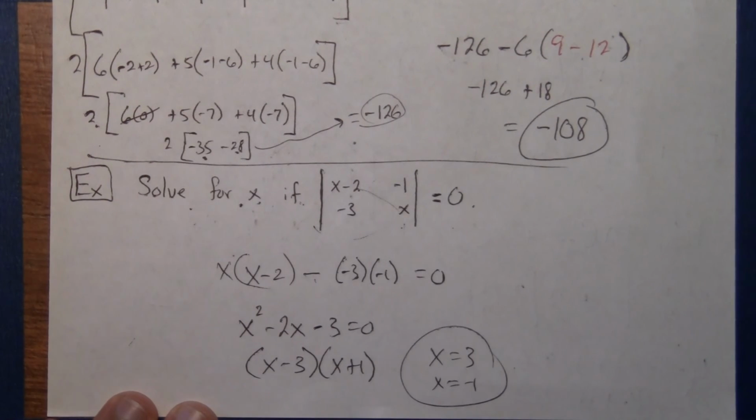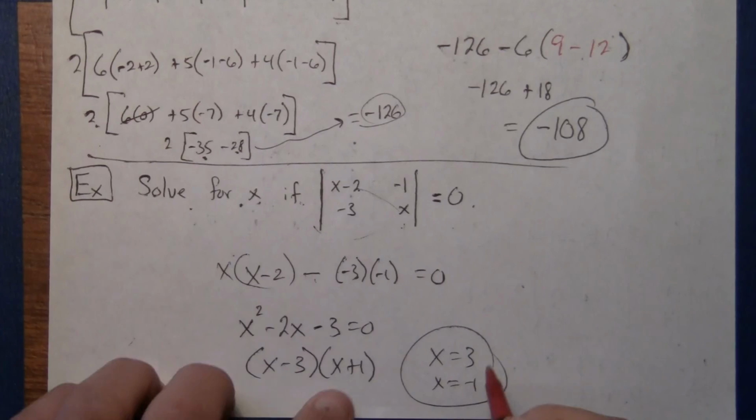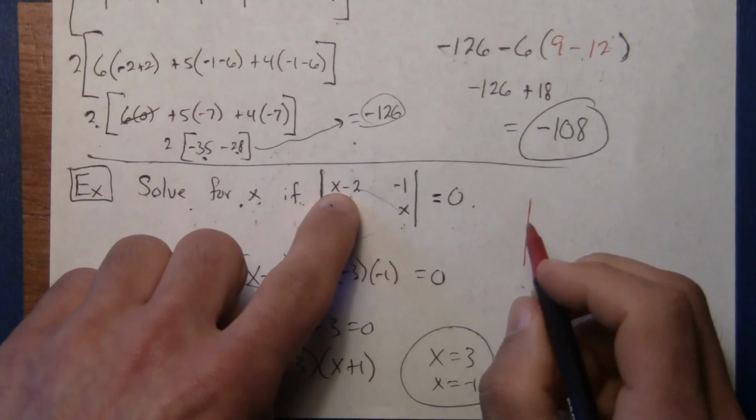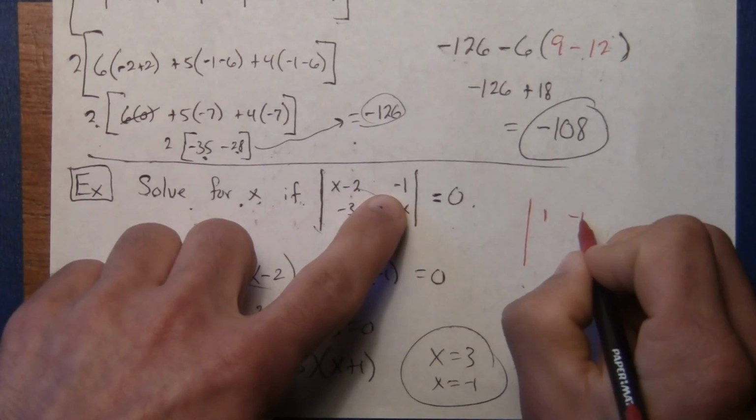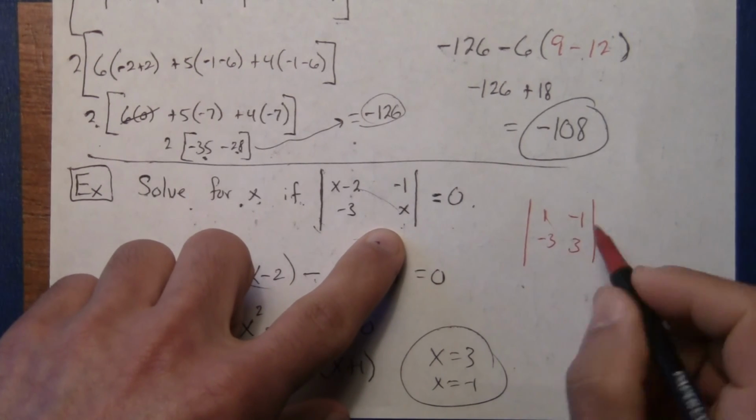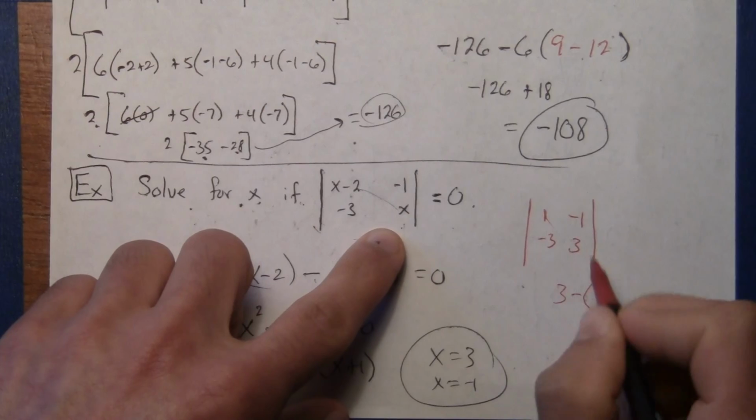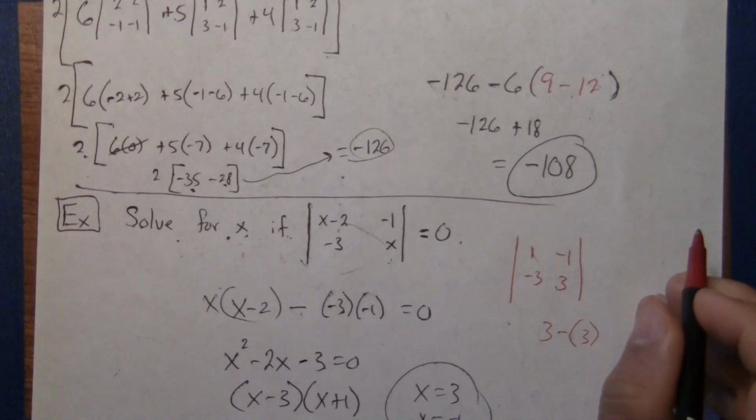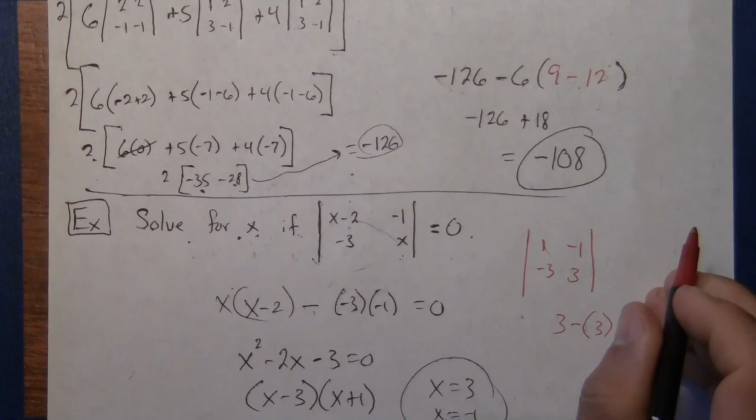And if you wanted to check yourself, you could easily plug that number in. If x was equal to 3, that means I'm finding the determinant of that would be 1, negative 1, negative 3, 3. That would give me 3 minus 3, and that gives me 0. So you can easily check yourself if you wanted to.